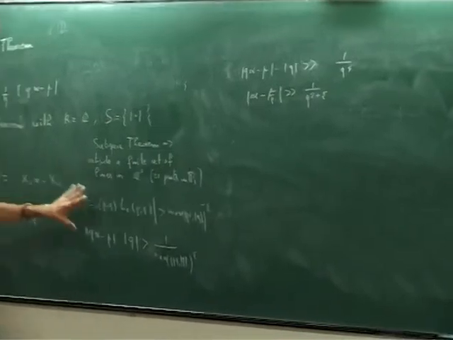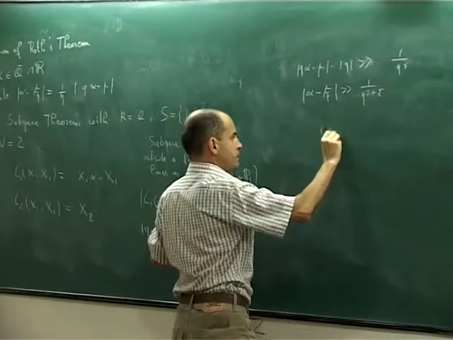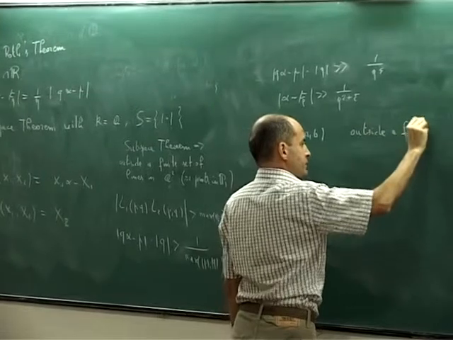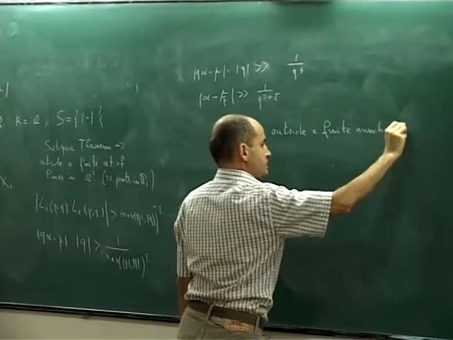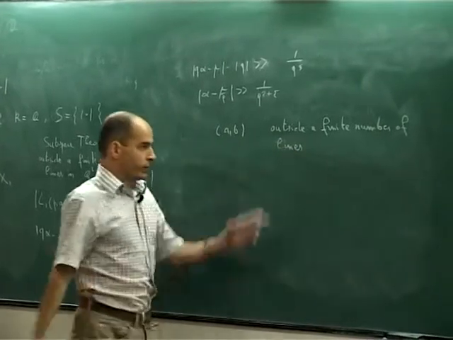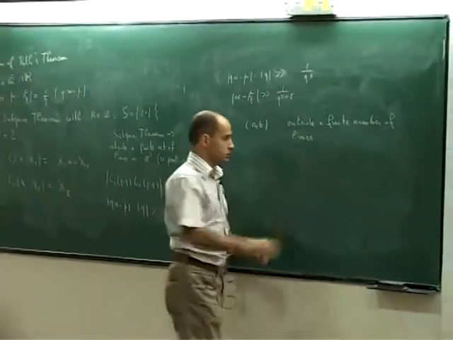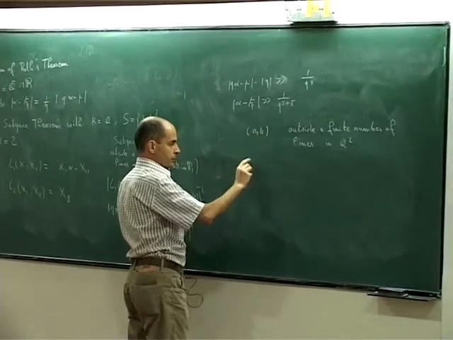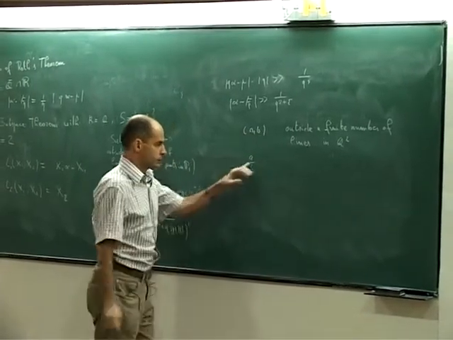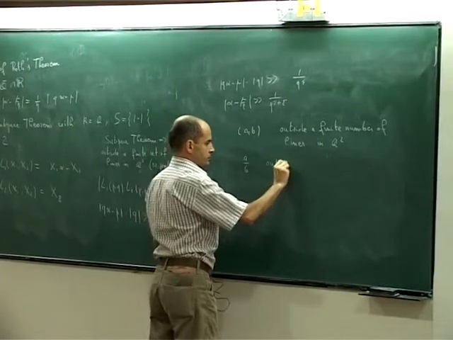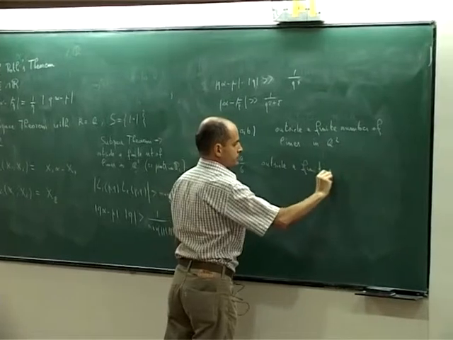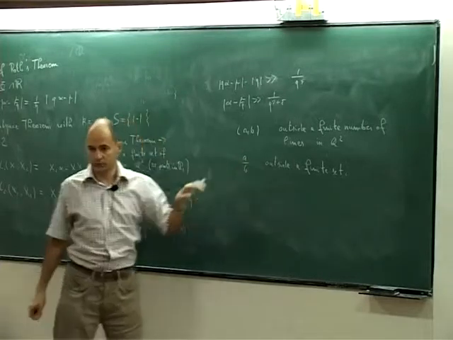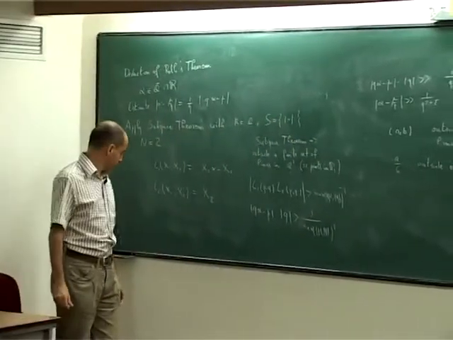Actually, this is outside a finite number of lines, for a, b, outside a finite number of lines containing the origin in Q squared. So the ratio a over b must be outside a finite set. So we see that this inequality holds for all but finitely many rational a over b, which is exactly the statement of our theorem.